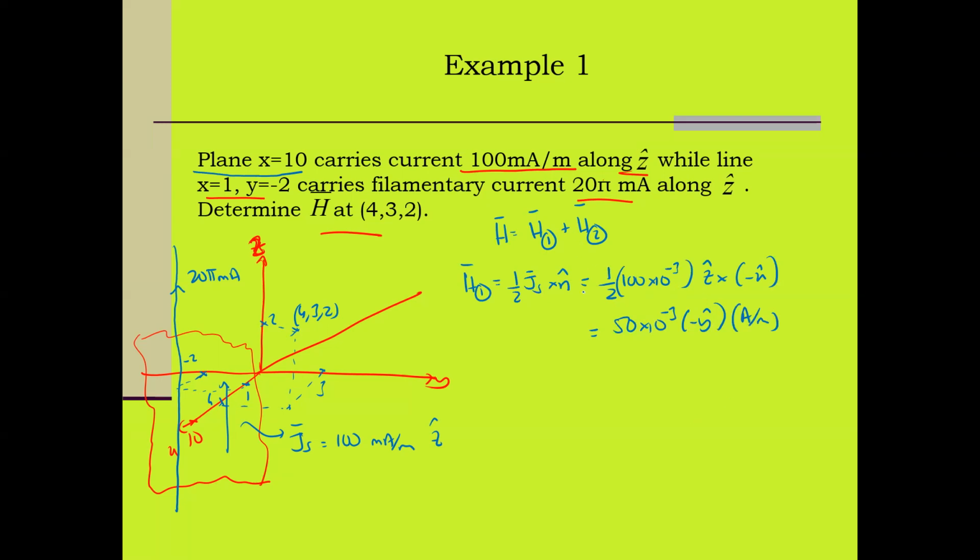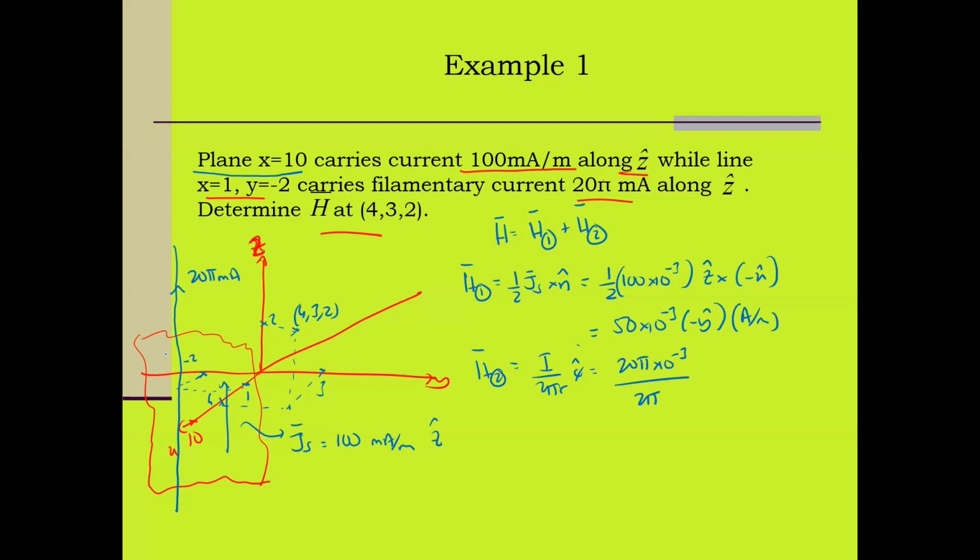For H2, knowing that this is for the filament current, which is infinite in length, we can simply use the equation I over 2 pi r in the direction of phi. I equals 20 pi milliampere, so that should be 20 pi times 10 power -3, and then 2 pi r. R is the radial distance from your filament current to the point (4, 3, 2).